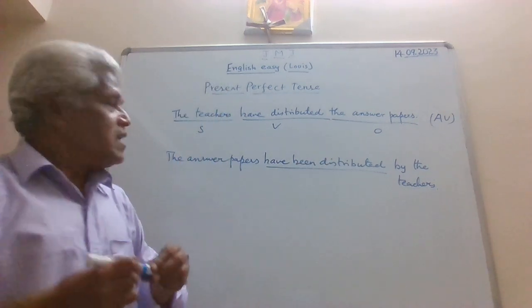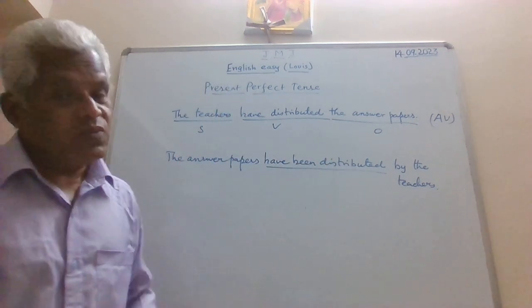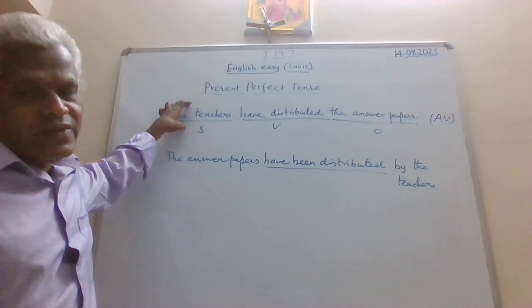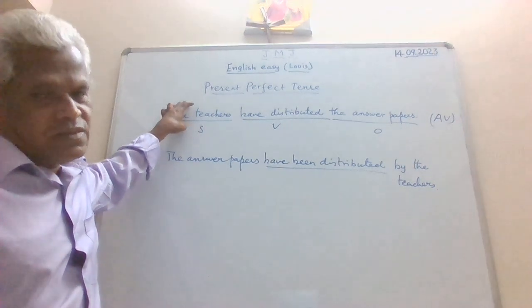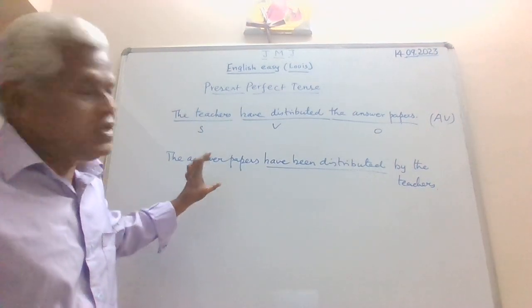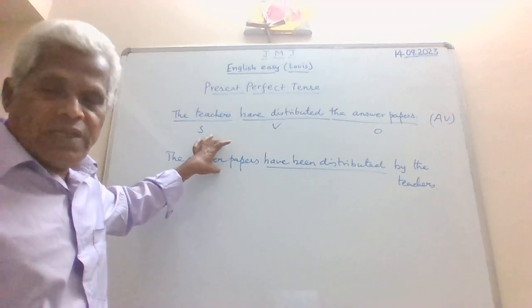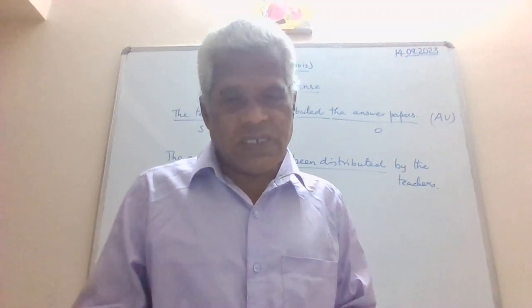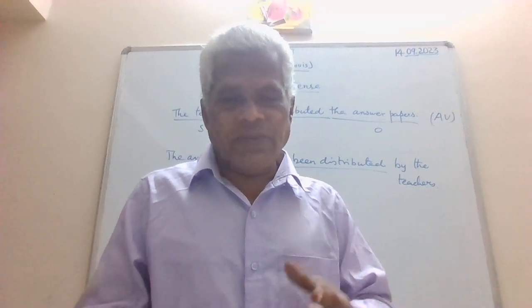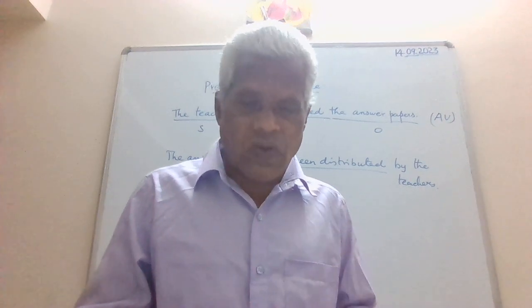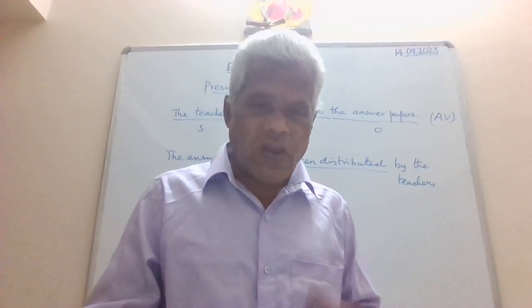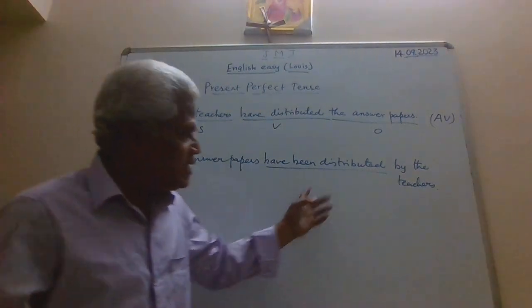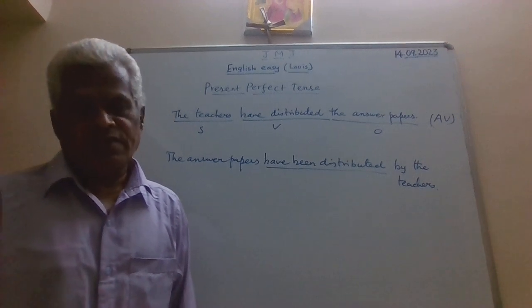Now what is the difference between this verb and this verb? That you must not forget. So here importance is given to the subject, the teachers. And here importance is given to the action or work done by the teachers. So remember, in active voice the agent or the subject is given importance, but in passive voice the action or work or job done by the subject is given importance. So therefore answer papers have been distributed by the teachers.